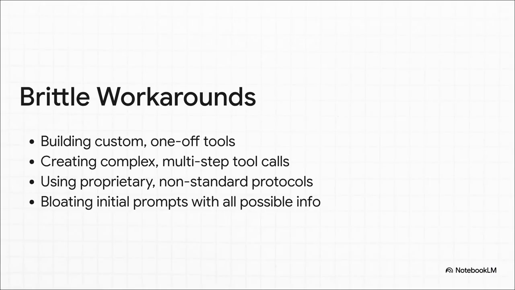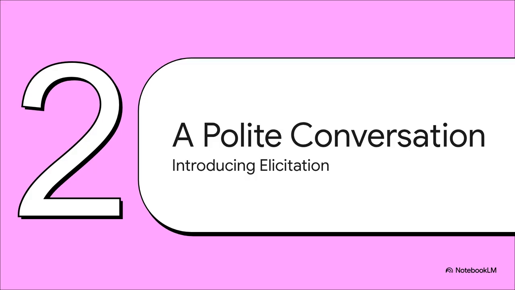Developers had to build these custom, one-off solutions for every little thing. Or they try to guess every possible bit of information the AI might need and cram it all into one giant, bloated initial prompt. These were just clunky workarounds that were inefficient and just didn't scale at all. So yeah, those old methods were not great.